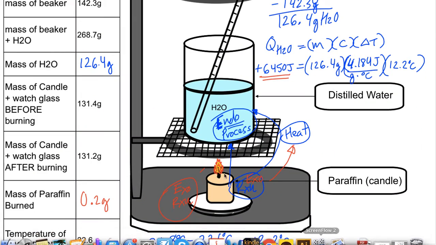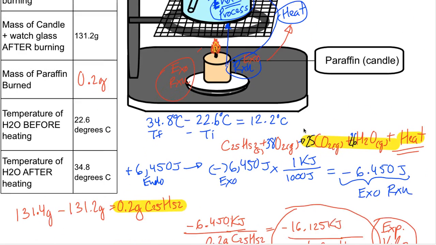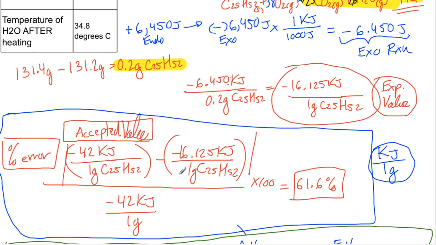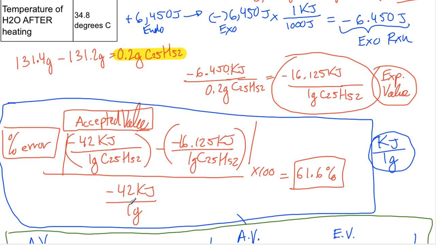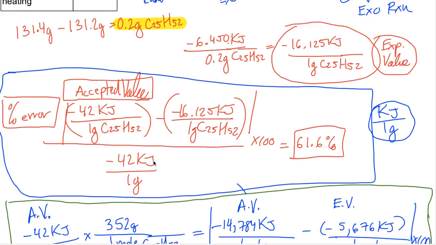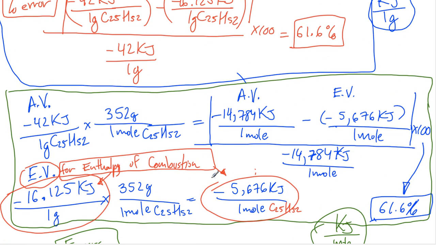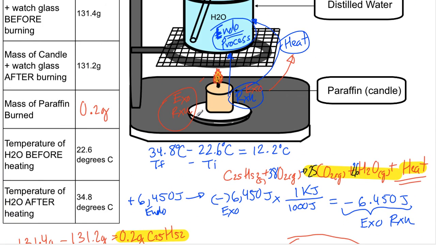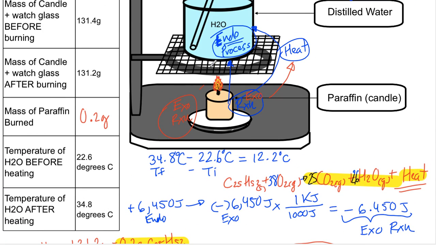They used the same calculations that you did here, the Q of the water. Then they took the grams and they divided the energy by the grams, and they got experimental values, and then they did it over and over and over again until they got an accepted value. And that's the process that you guys did here for the enthalpy of combustion for the paraffin.